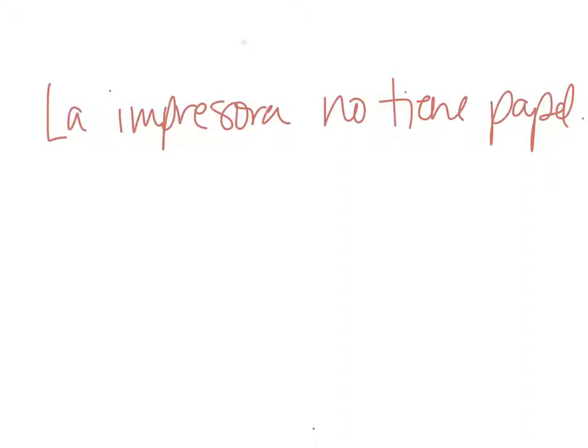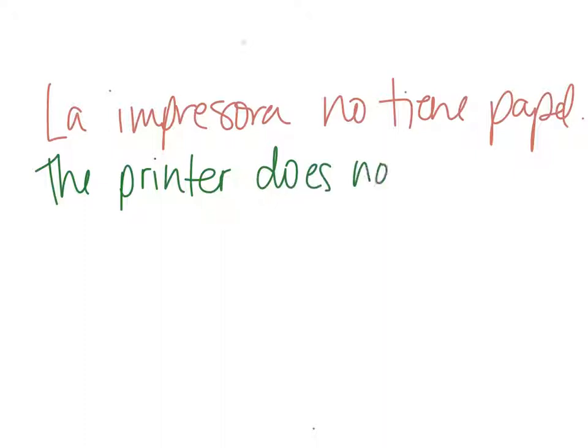Well, based on the vocab that we just learned, you should know that that means the printer. And then what would no tiene be? Does not have. And papel is paper. The printer does not have paper. Okay?